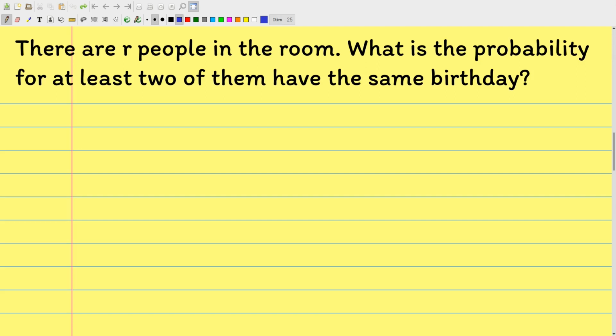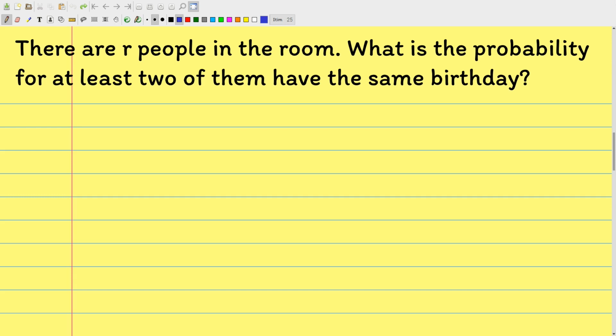So there are people in the room. What is the probability that at least two of them have the same birthday? I have seen the question like this many times. There's usually a very specific number of people in the room, like say 10 people, 20 people, 30 people, 40 people in the room. What is the probability that at least two of them have the same birthday?